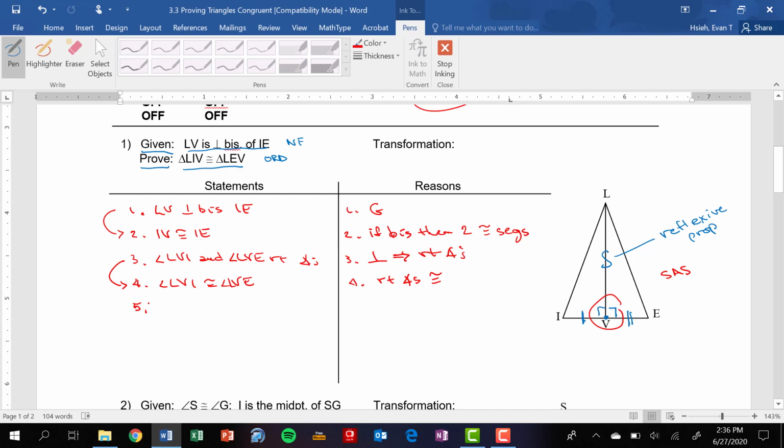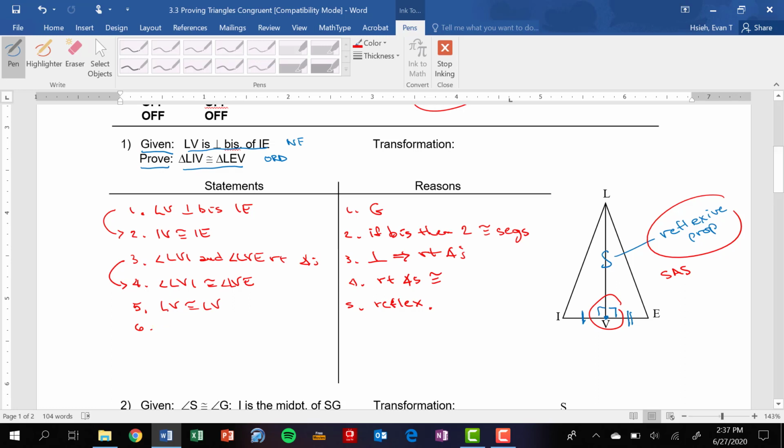Step 5, I want to write down this idea that LV is congruent to itself. And that's going to be by the reflexive property. I will let you write reflex. I'm kind of big on abbreviations here because our proofs are going to end up being very long.